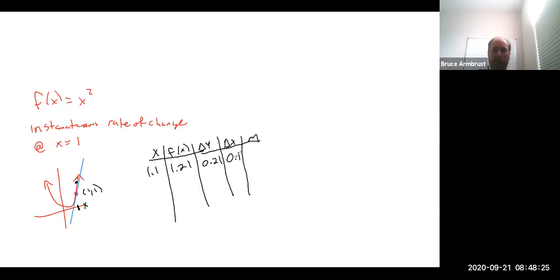So my slope then is delta y divided by delta x, right? Change in y over change in x, which gives me 2.1. So that's an approximate value for the slope.